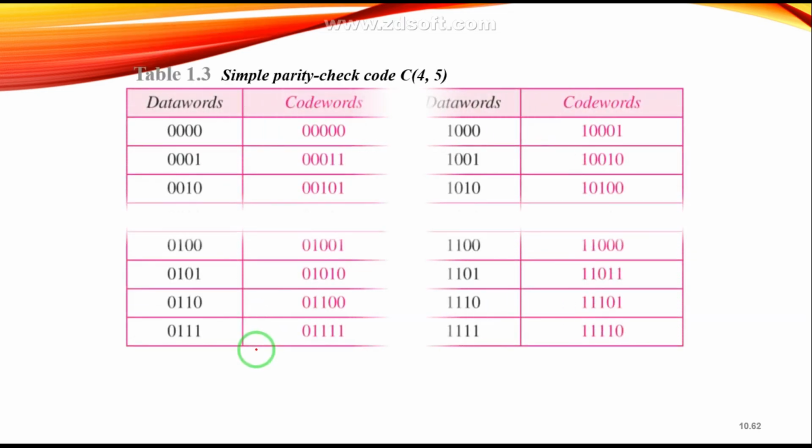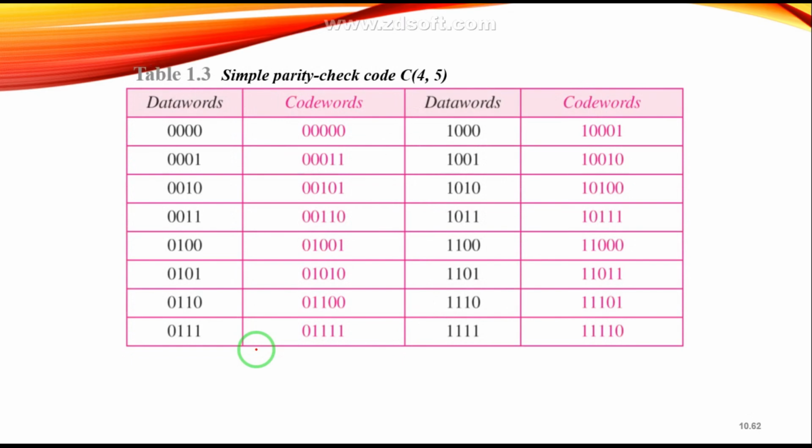Now you can see this table. It is also a parity check code with k equal to 4 and n equal to 5. You can see this is the data word and it has a one-to-one corresponding code word. Instead of sending this data word, we are going to send this code word. And please note down this table, guys, because in further lectures we are going to refer to it.